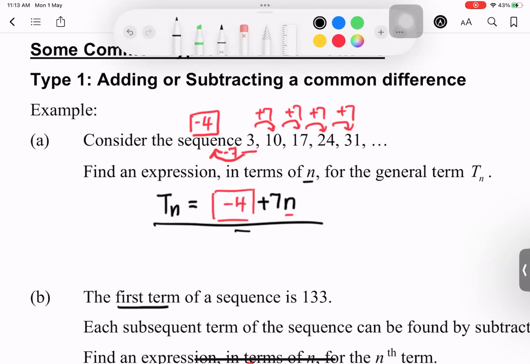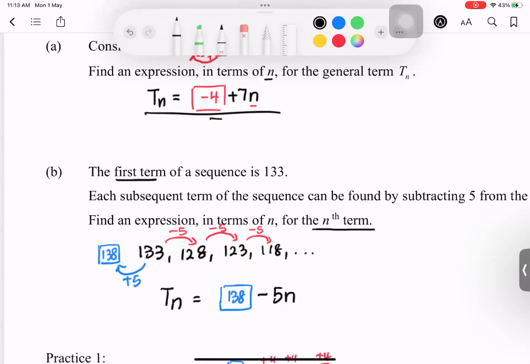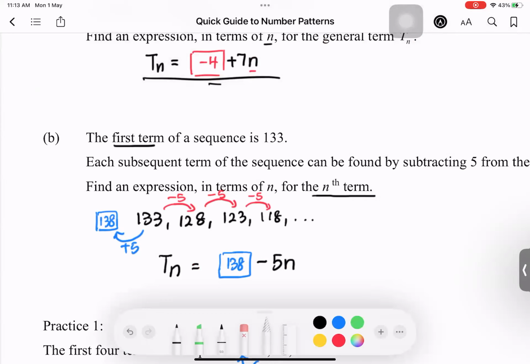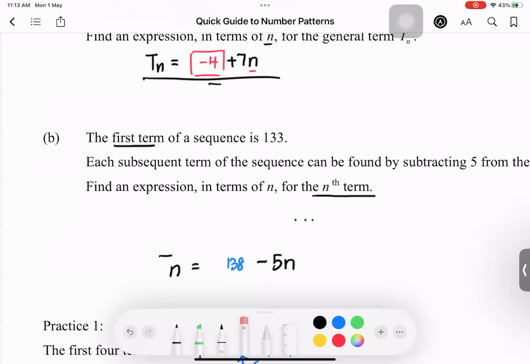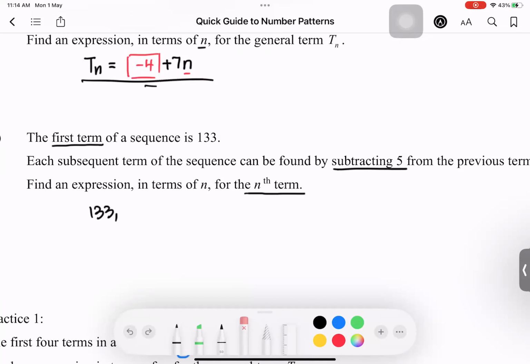Okay, so now they give you the first term of another pattern. Now we try one more different one. Instead of giving you the terms, they tell you an expression in words. They say that the first term of a sequence is 133, and the subsequent term is found by subtracting 5 from the previous term.